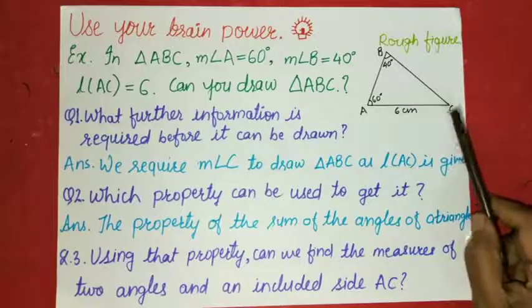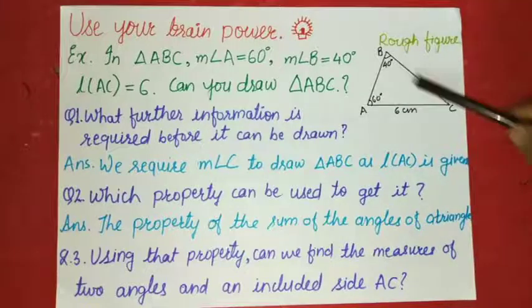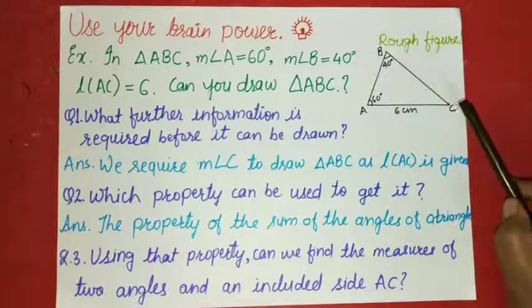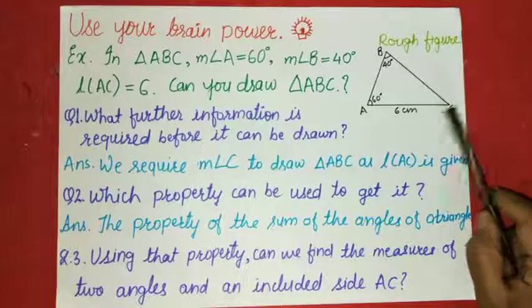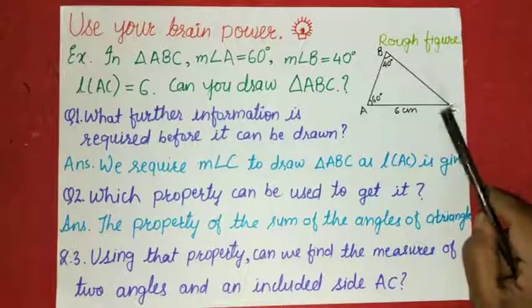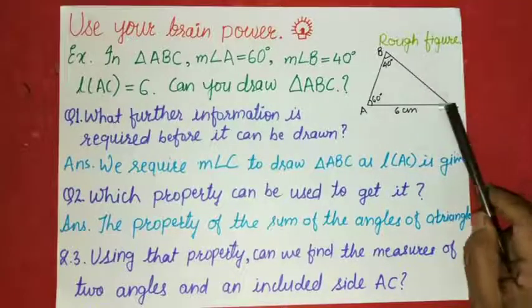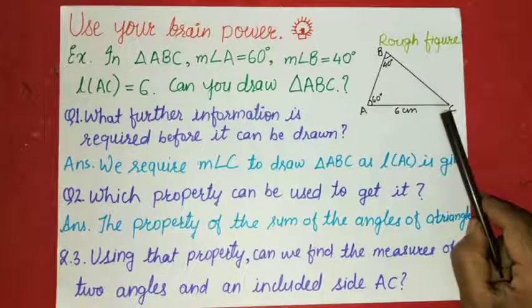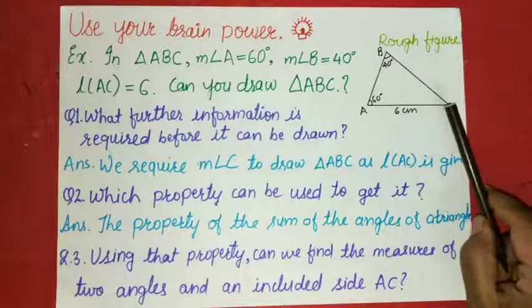We need the measure of angle C, so that by using these two rays, we will get the vertex B. Now, if we know the measure of angle C, we can draw triangle ABC. But how to find the measure of angle C? What property do we have to use here? We have to use the property of the sum of the angles of a triangle.